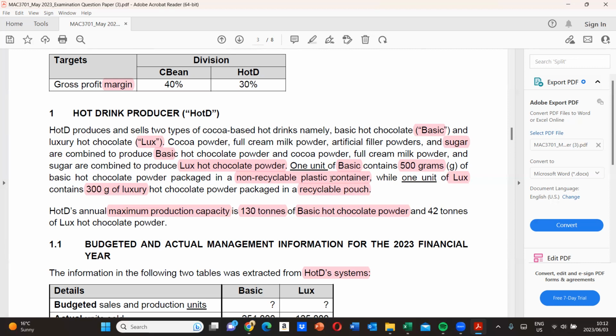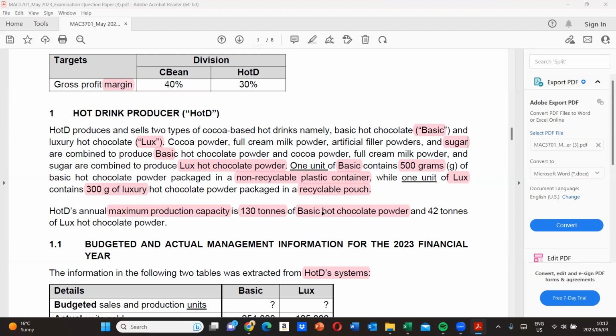And then we have 1 unit basic contains 500 grams of oat chocolate powder packaged in non-recyclable plastic container. Yes, I'm glad you already picked that up. Now, can you see you have non-recyclable plastic containers? What is going on in that? Non-recyclable means these containers are polluting the environment. If it's non-recyclable, no one is going to care about it. You just throw it and then you pollute the environment. That's it. So it's not advisable.